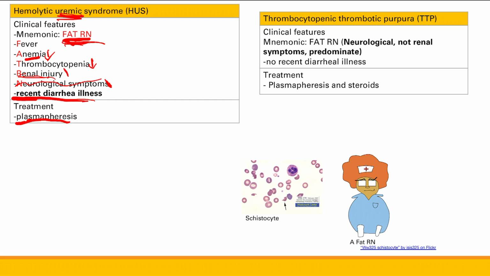And then TTP has more neurologic problems and less renal problems, and there's no recent diarrheal illness. Similar treatments, you get plasmapheresis and steroids. So this FAT RN, that's how you remember it. Schistocytes happen when you get that shearing, so that's what you would see. So that's it for primary hemostasis.